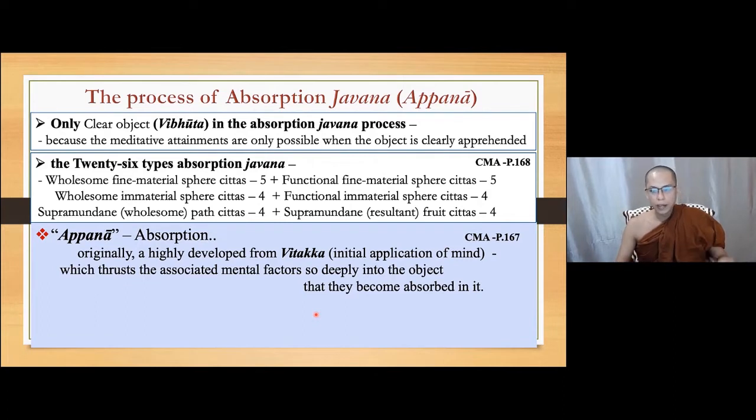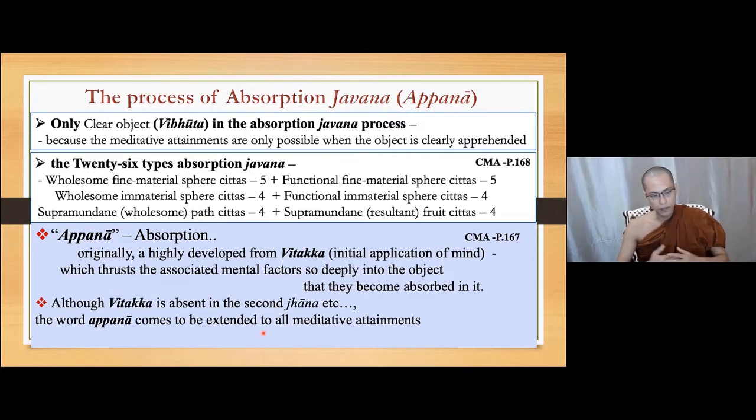So in meditative attainment, vitakka is a very important factor. But for the higher meditation attainments, such as the second jhana, in the Abhidhamma explanation, the second jhana excludes vitakka, starting from vicara, piti, sukha, ekaggata. So there's no vitakka. How can we name them absorption jhana or absorption mental state, which is called the appana jhana or appana mental state? It is mentioned that although vitakka, which has the name of appana, is absent in the second jhana, etc., the word appana comes to be extended to all meditative attainments.